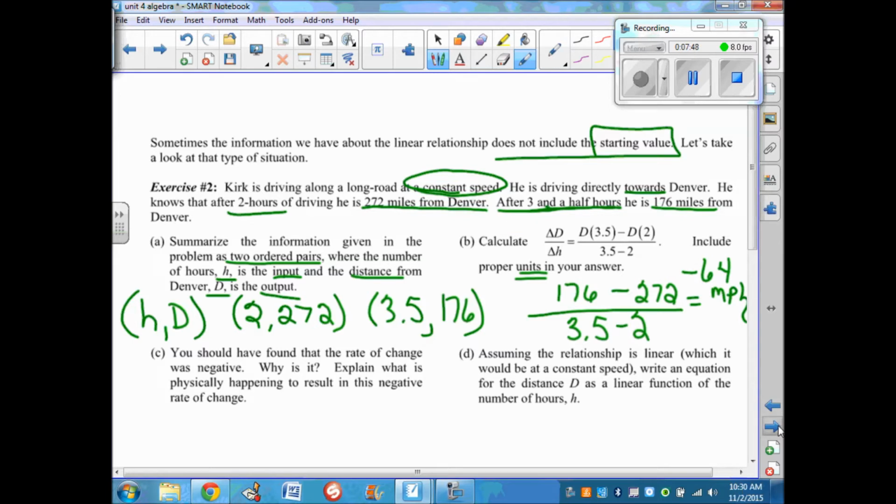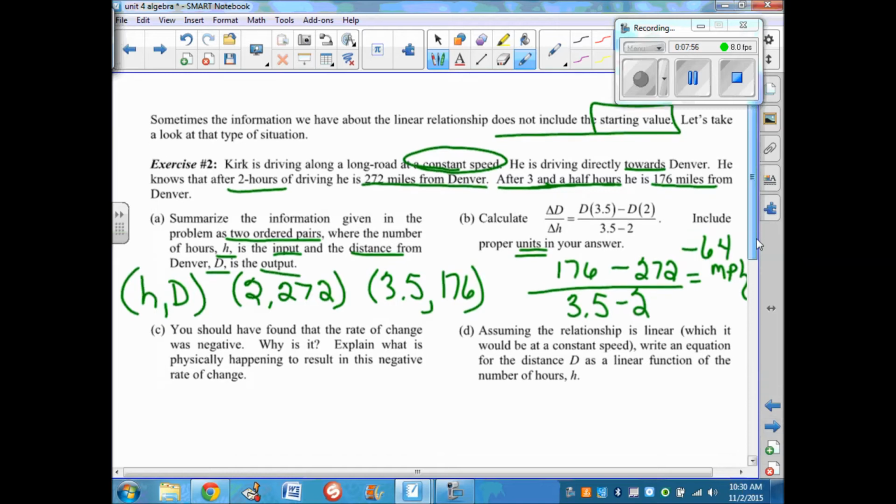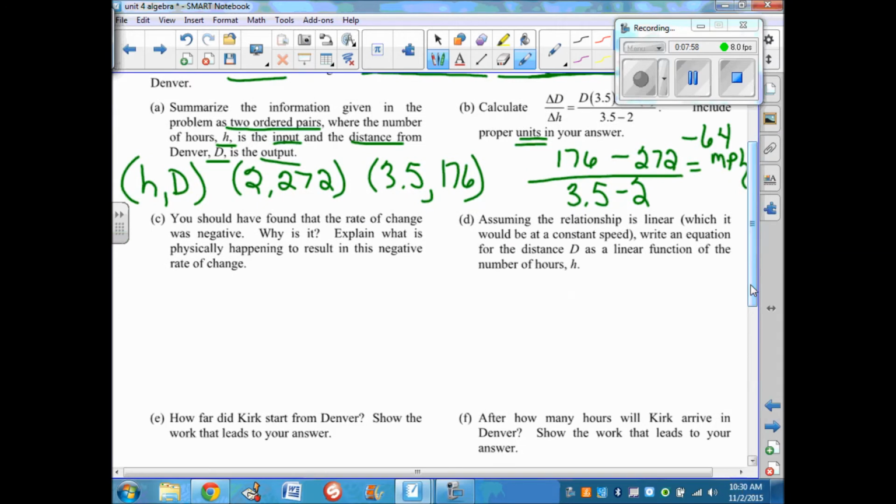Well, that sounds kind of odd, negative 64 miles per hour. What does this mean in the context of this problem? Because clearly we didn't do any calculations that were incorrect. So it says down here, you should have found that the rate of change was negative. Well, can we have a negative rate of change? We certainly can. Negative rate of change just indicates a negative slope.